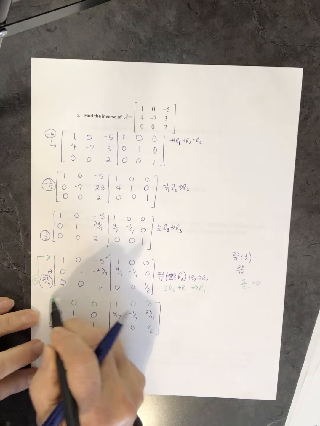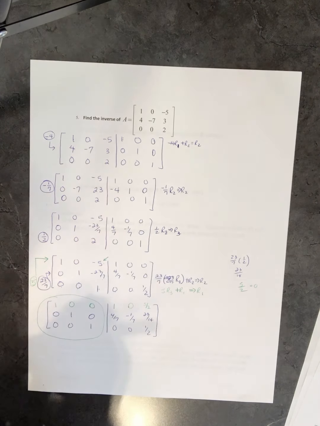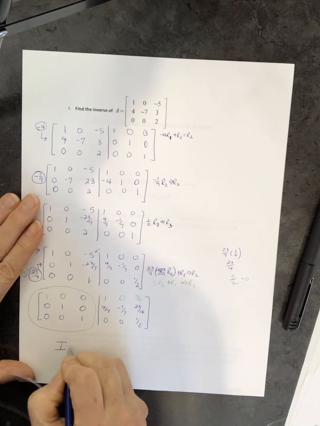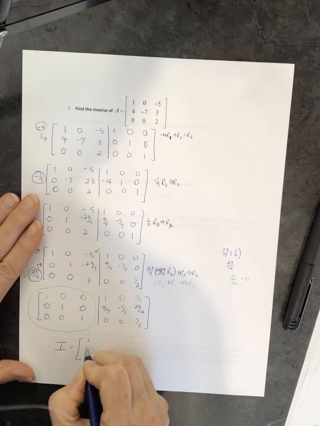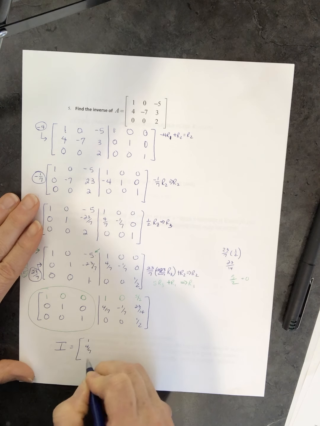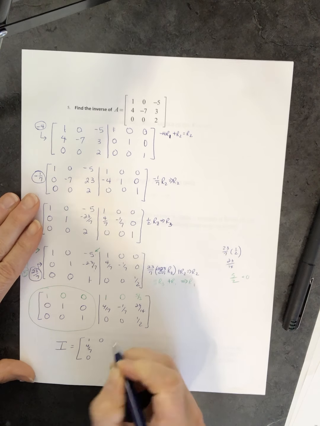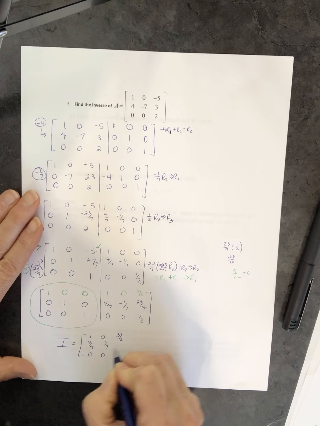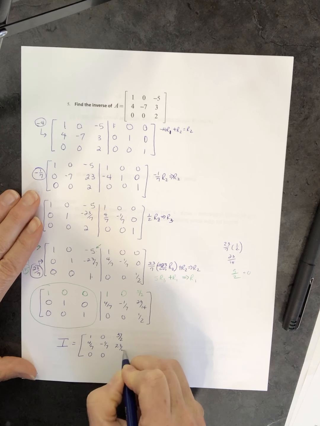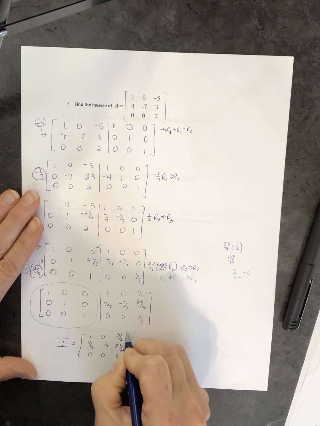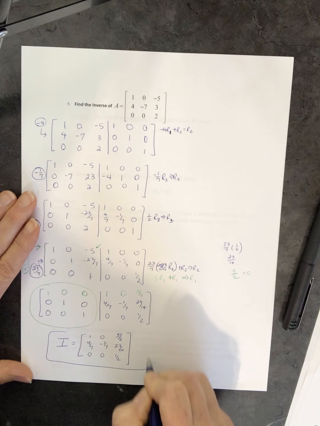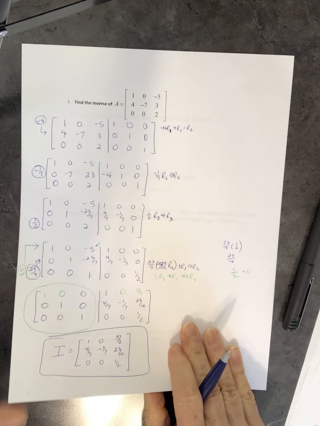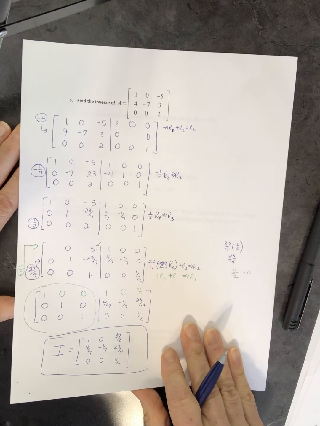So notice the left side is in identity form or reduced row echelon form. That means that my inverse matrix is 1, 4/7, 0, 0, -1/7, 0, 5/2, 23/14, and 1/2. Okay, so that's a 3x3, a little more tedious than the 2x2.